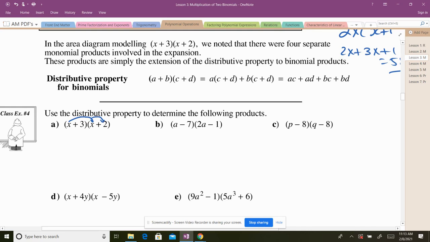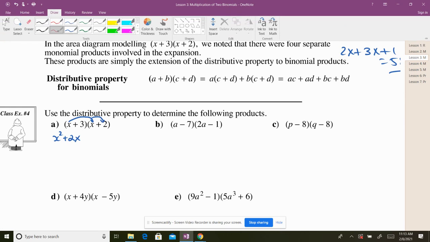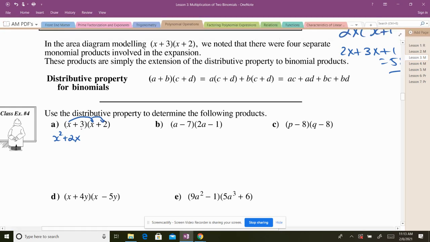So if I go x times x, what does that equal? x squared. x times 2? 2x. Then you have to multiply the 3 by everything as well. So what's 3 times x? 3x. 3 times 2 is?